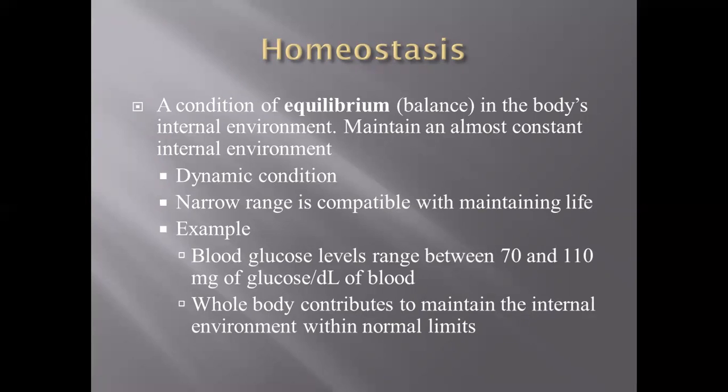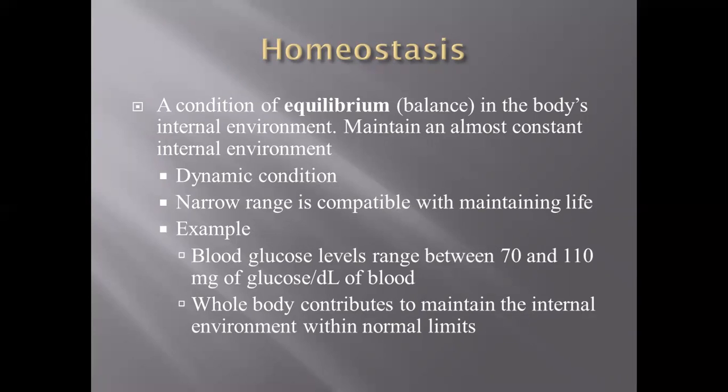It is the condition of equilibrium, also called balance, in the body's internal environment. We maintain an almost constant internal environment. We have constants in our organism, like temperature. Our temperature is 96 Fahrenheit, or 36.6 Celsius. Also the level of glucose, blood pressure, level of substances like sodium, potassium, and pH are constant.